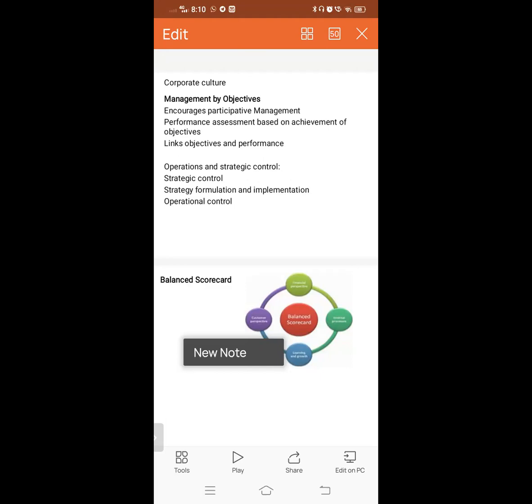Now this was one small point with reference to the cultural aspect of the organization. Now coming to the next part, the controlling part, that is the strategic control. Basically, the formulation takes place much ahead of the control part. The formulation, the implementation, and then comes the role of the strategic control or operational control part.